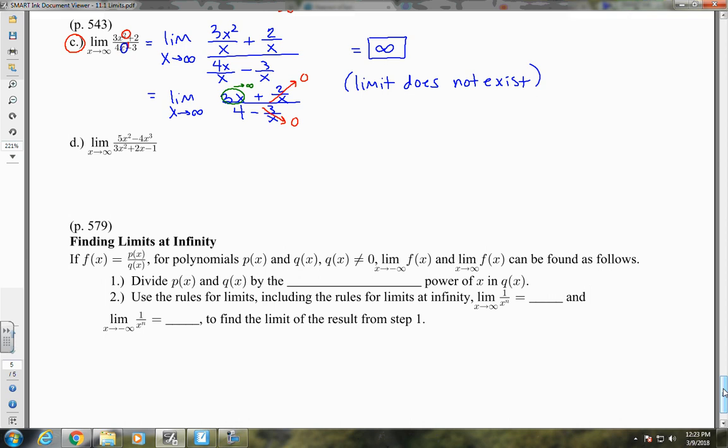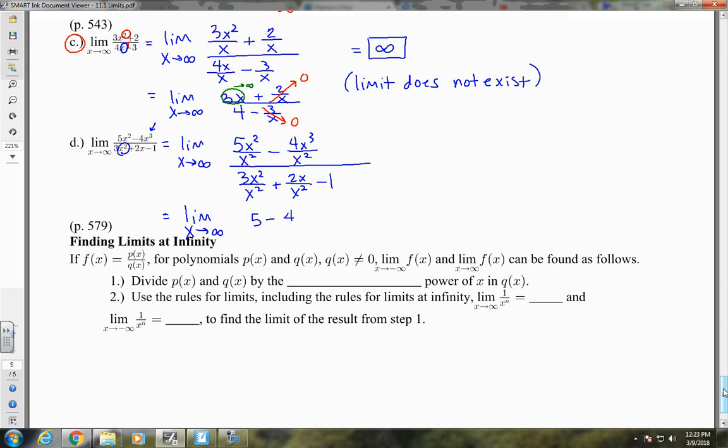Last example for this section. Let's follow the procedure to divide by the highest power of x in the denominator, which is x squared. Do notice this is the case where the degree of the numerator is greater than the degree of the denominator. So we can anticipate the limit to be either positive infinity or negative infinity. We'll check out our signs here. And reduce. So we end up with 5 minus 4x over 3 plus 2 over x minus 1.